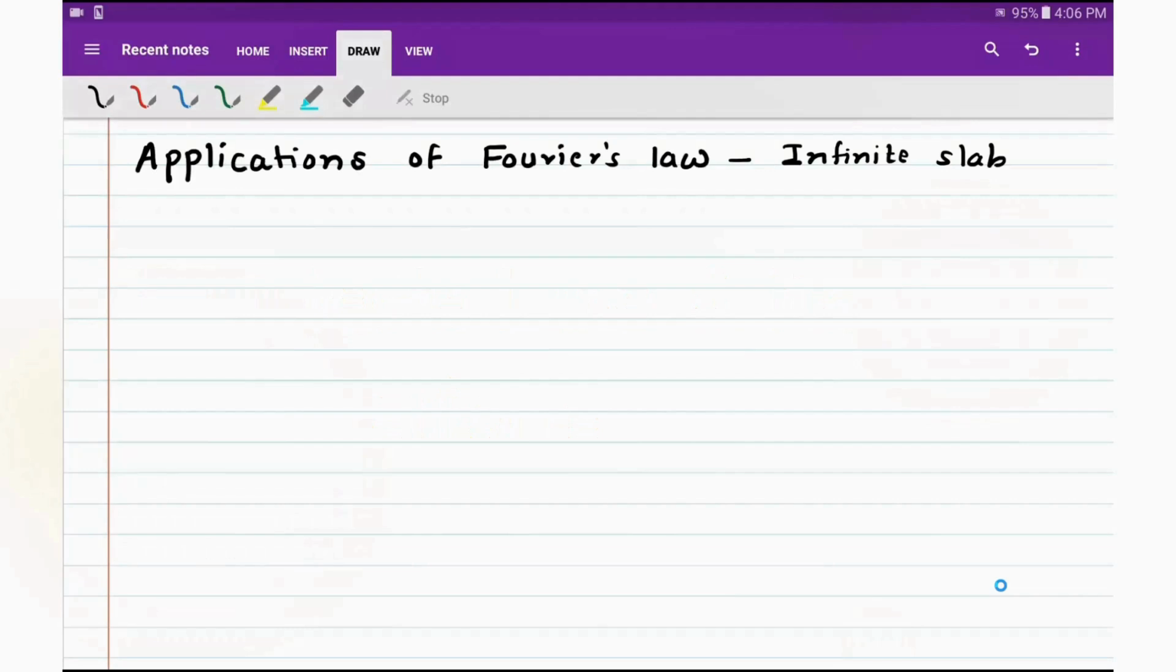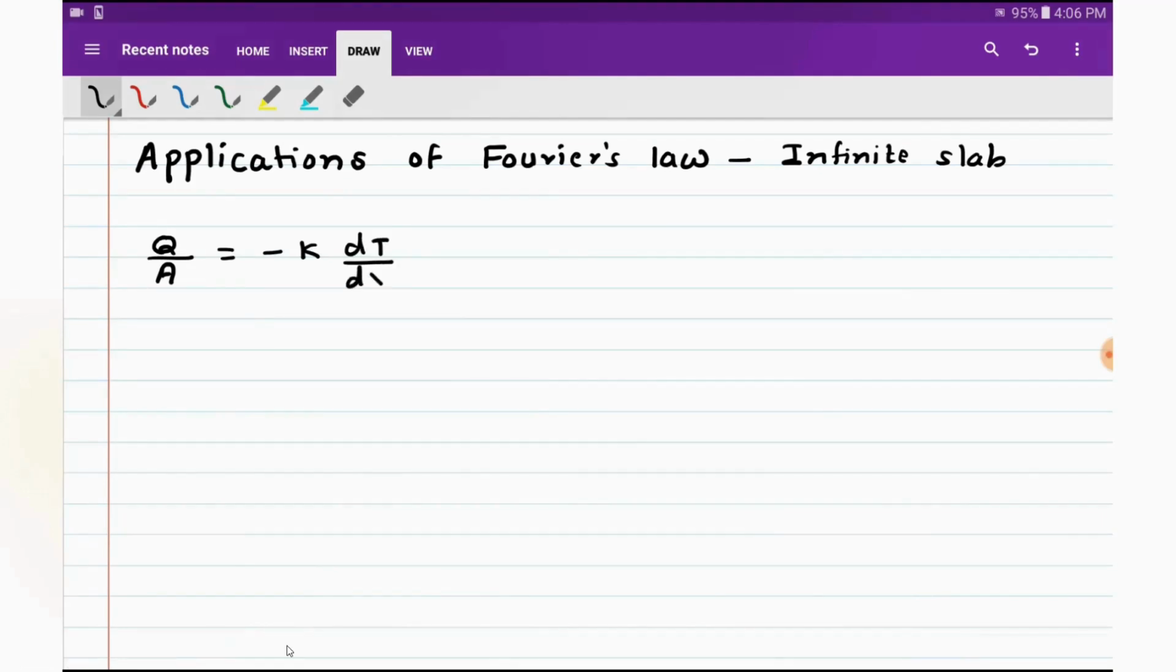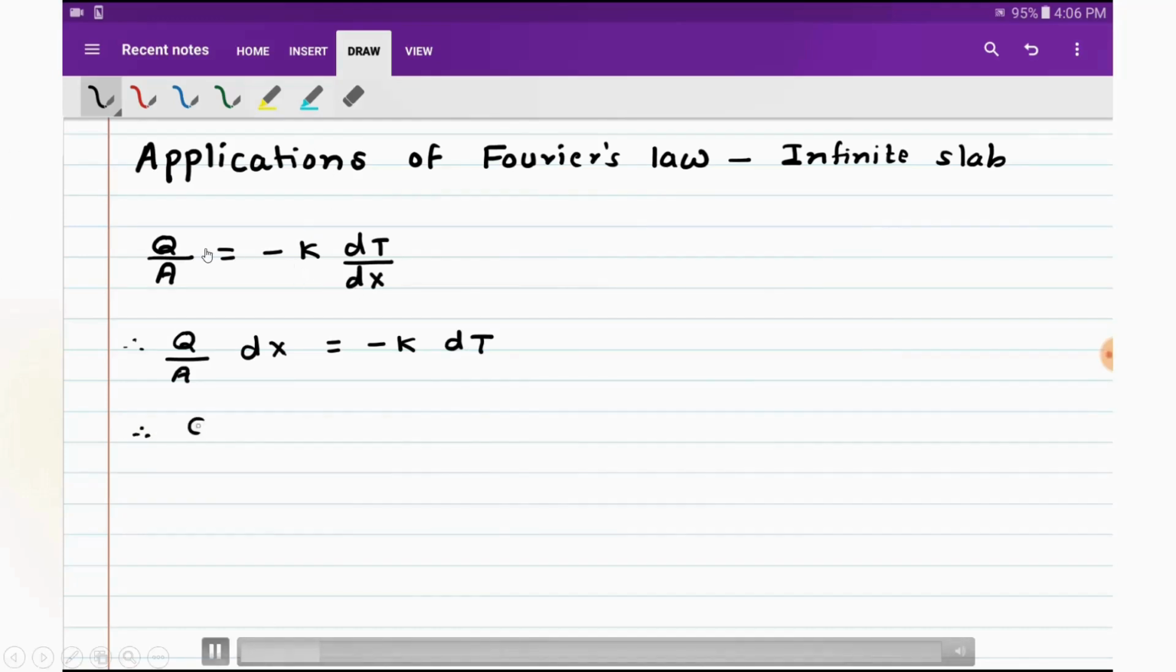First application of Fourier's law is to the infinite slab. Now we know that the governing equation in this particular case is heat flux, Q upon A, is equal to minus K multiplied by the temperature gradient dT by dx. Cross multiply by dx. So on the right hand side we will have minus K multiplied by dT.